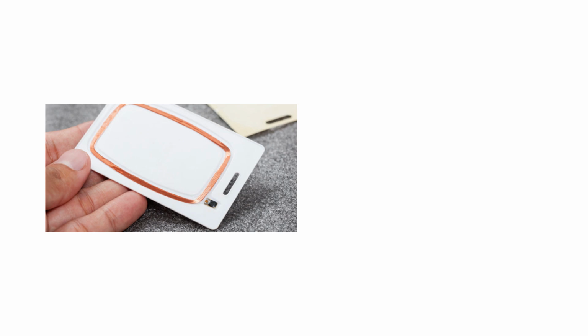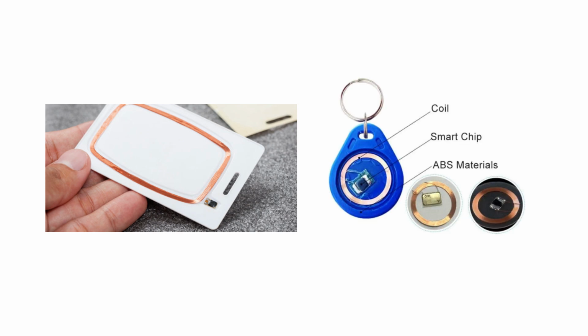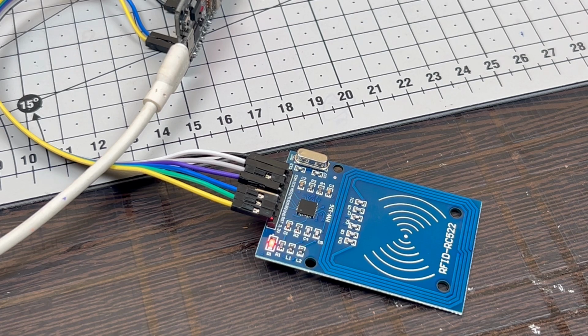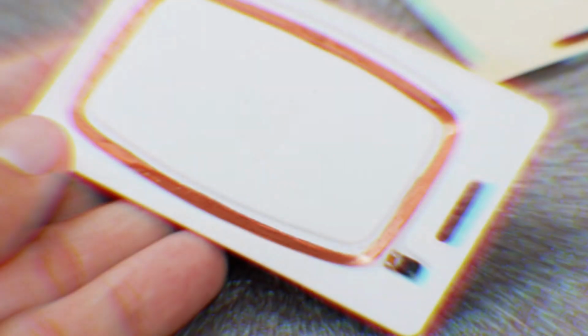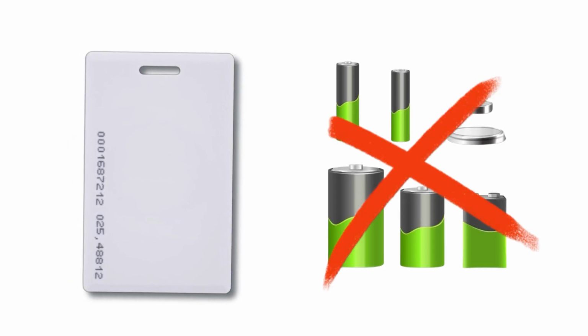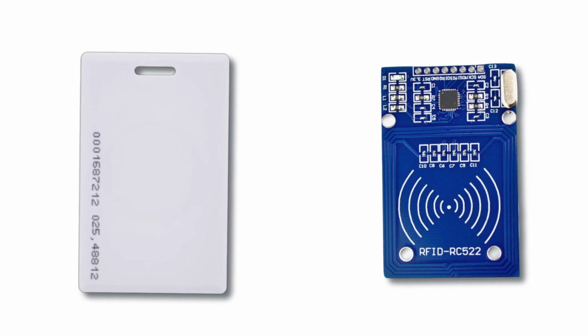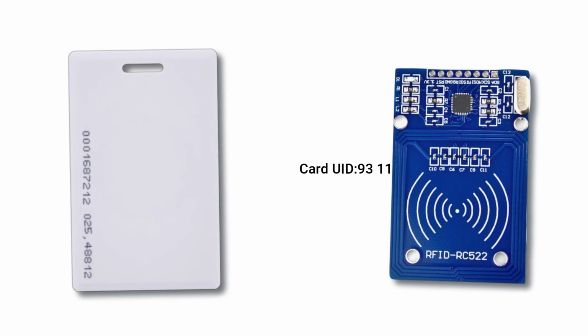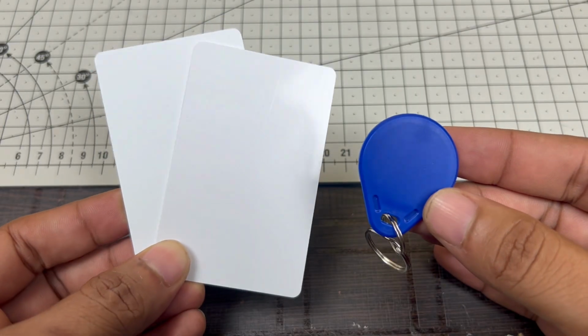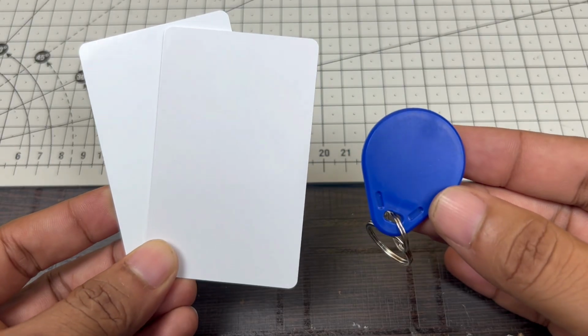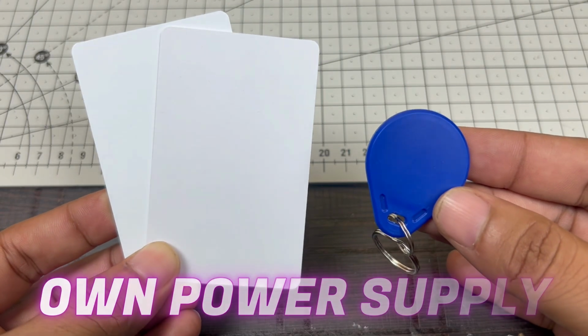The RFID card or tag has a small chip and antenna embedded inside it. When this card is placed near the MFRC522 reader, the electromagnetic field generated by the reader powers the chip inside the card, even though the card doesn't have any battery. This allows the card to send back information such as its unique identifier, or UID, to the reader. That's why RFID cards are also called passive cards, because they don't need their own power supply.